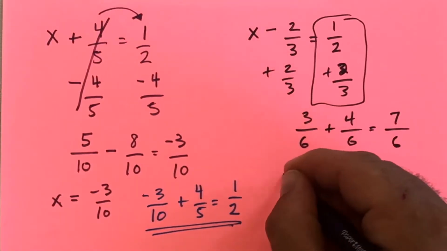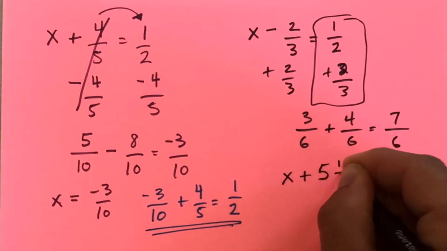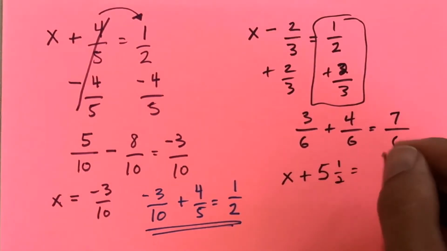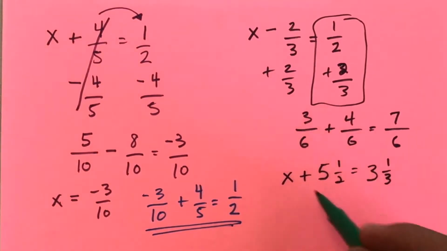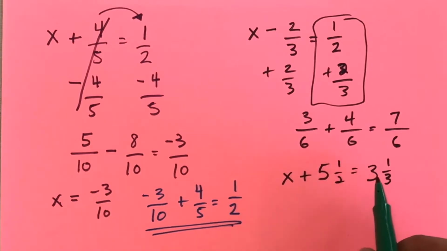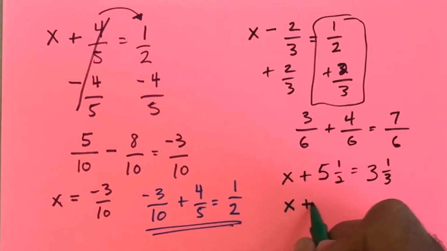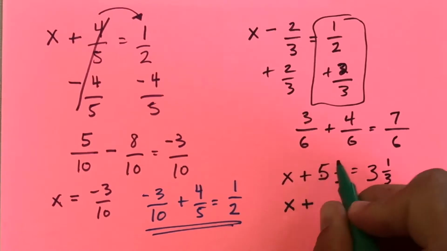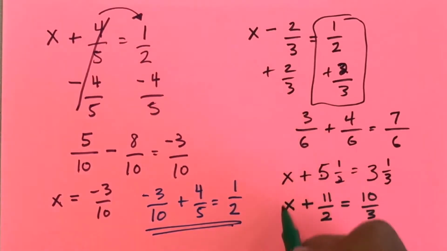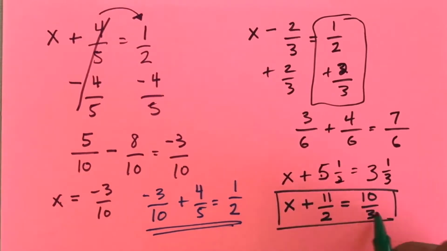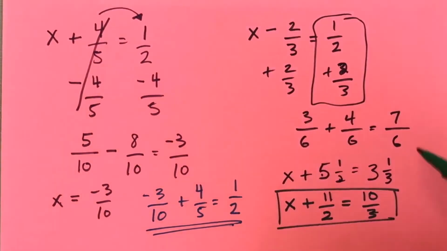You could get an example where it has x plus 5 1/2 is equal to maybe 3 1/3. The best way you can handle this is to change these into improper fractions. So x plus (2 times 5, 10, plus 1) 11 over 2 equals (3 times 3, 9, plus 1) 10 over 3. Then subtract, find your like denominators, and solve. This is a good way to make it easier to work with the fractions.